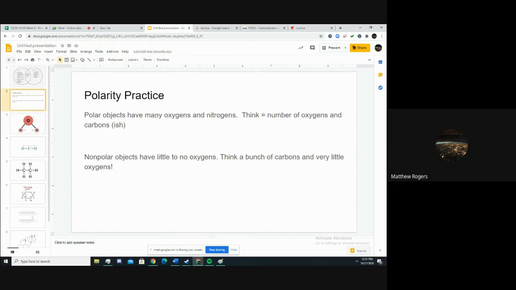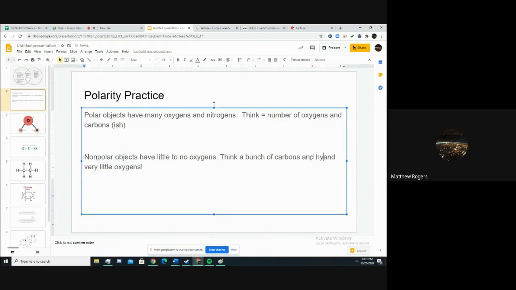It says polar objects have many oxygens and nitrogens. Think equal number of oxygens and carbons-ish. So I'll show you guys an example of this in a couple minutes. And non-polar objects have little to no oxygens. Think a bunch of carbons and very little oxygens. Not just carbons, I would also add and hydrogens.